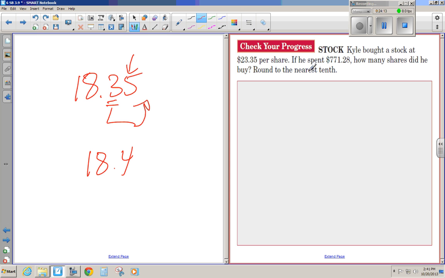He bought some stock for this much per share. He spent this much money. How many shares did he buy? So you're going to take 771.28 divided by 23.35. And we're just going to go ahead and move the decimal 2 places. And now do our division.